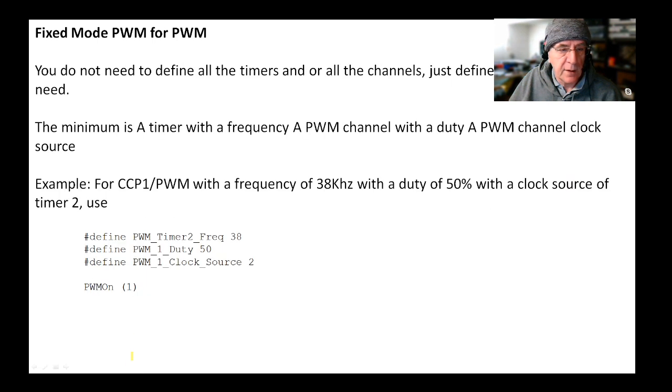It's really simple. So here's an example. You don't need to define all the channels or anything, just the constants that you need. So the minimum is a timer with a frequency, a channel, and a duty. This is an example of the minimum that you need to set to make it work. So we define the timer 2 with a frequency of 38. Then we define on PWM channel 1 the duty is 50 and with a clock source of 2. Why is that important? Because if you had another clock source, you'd have to specify it.